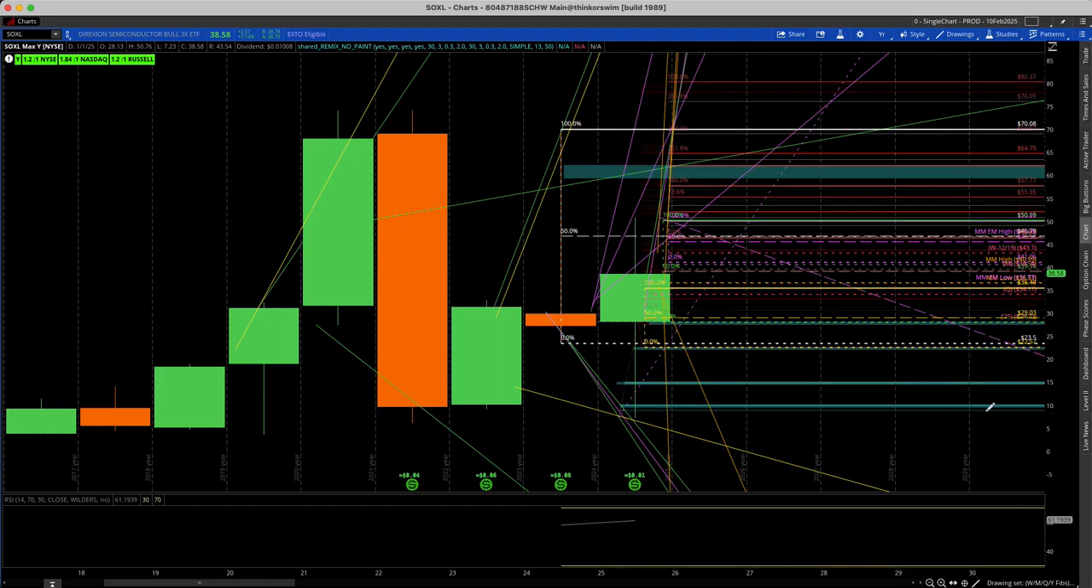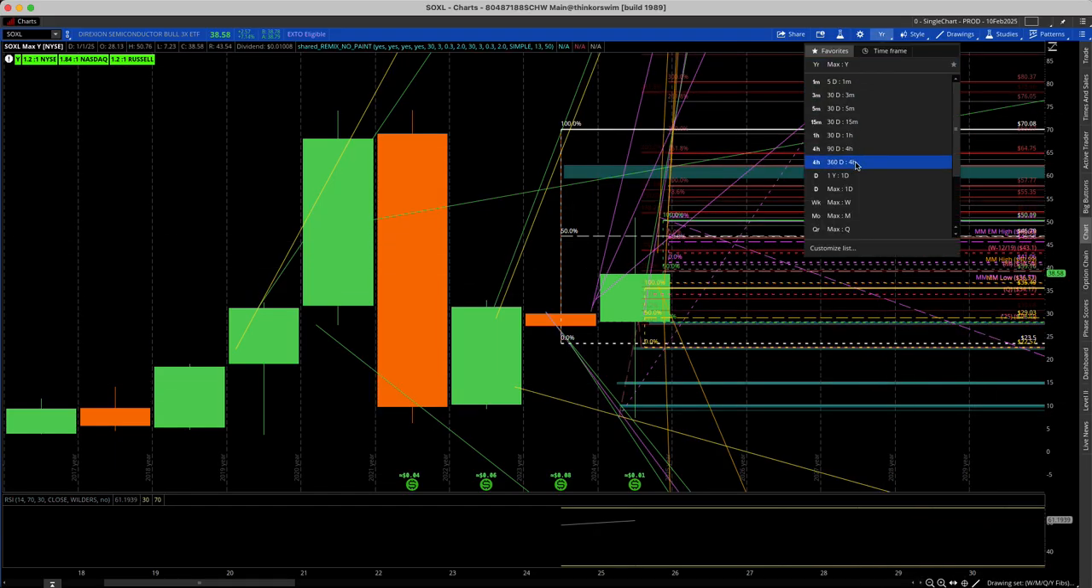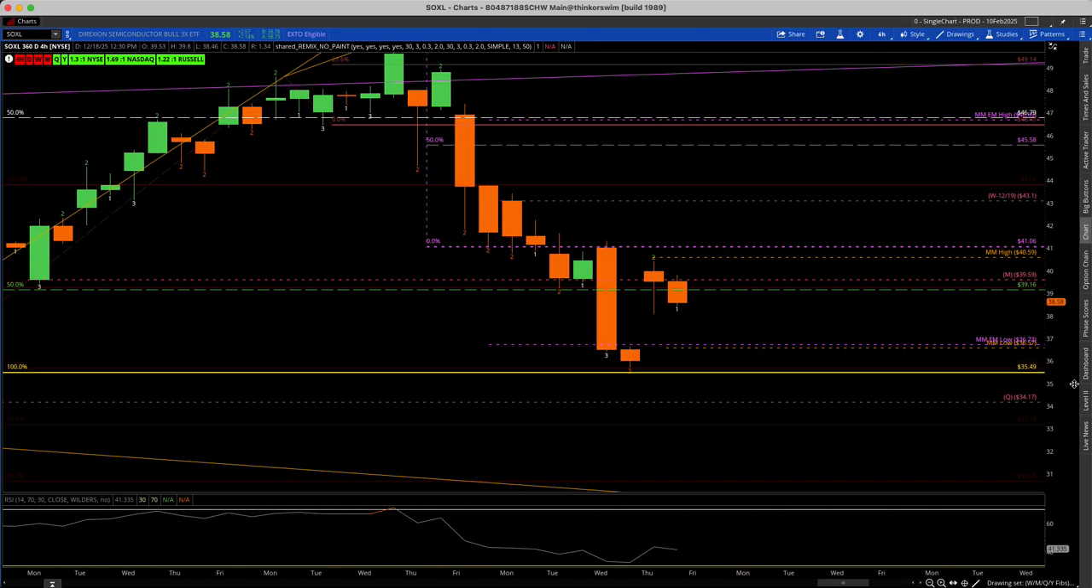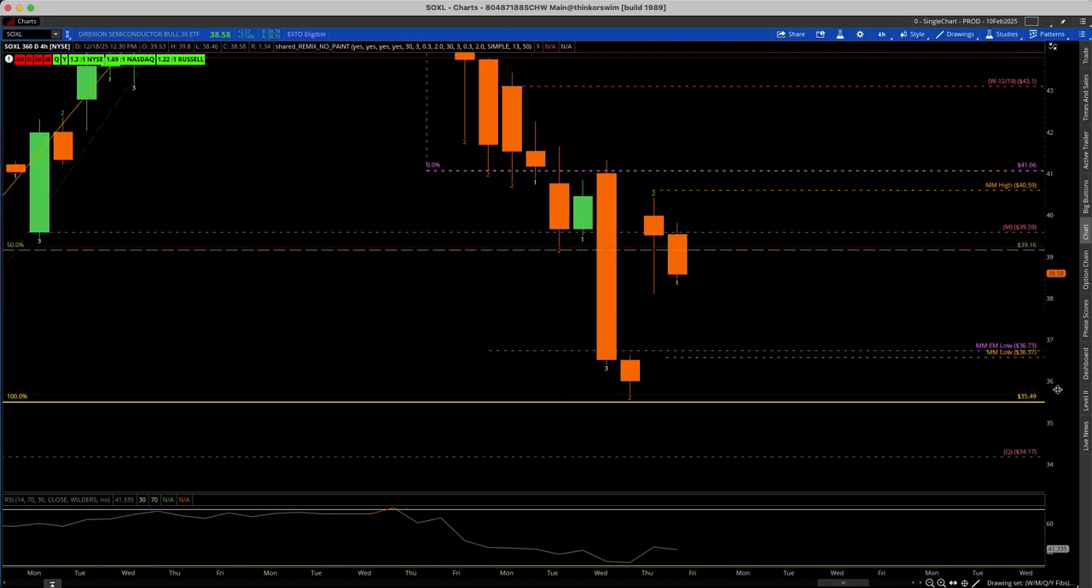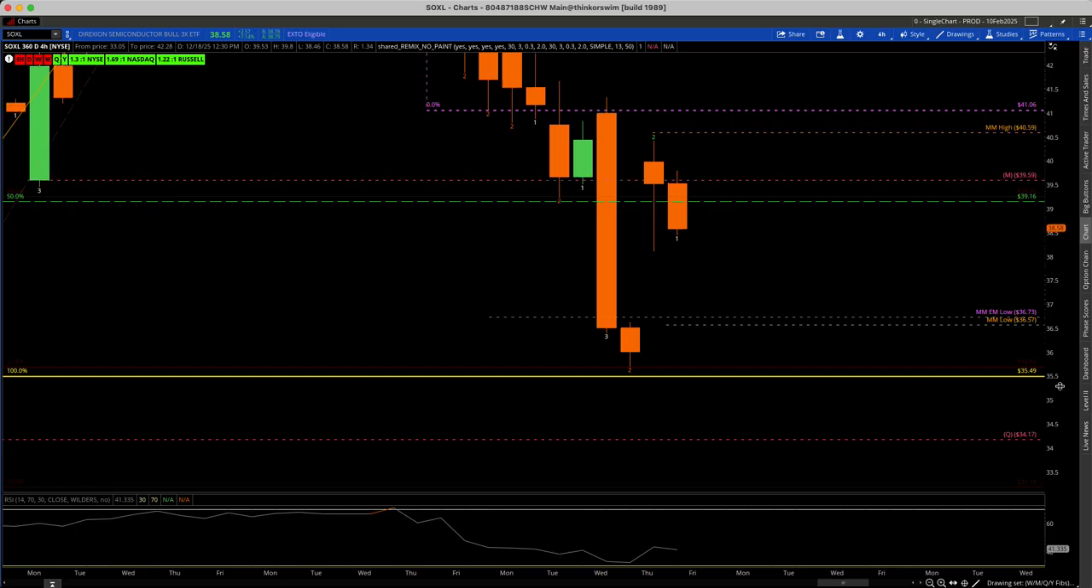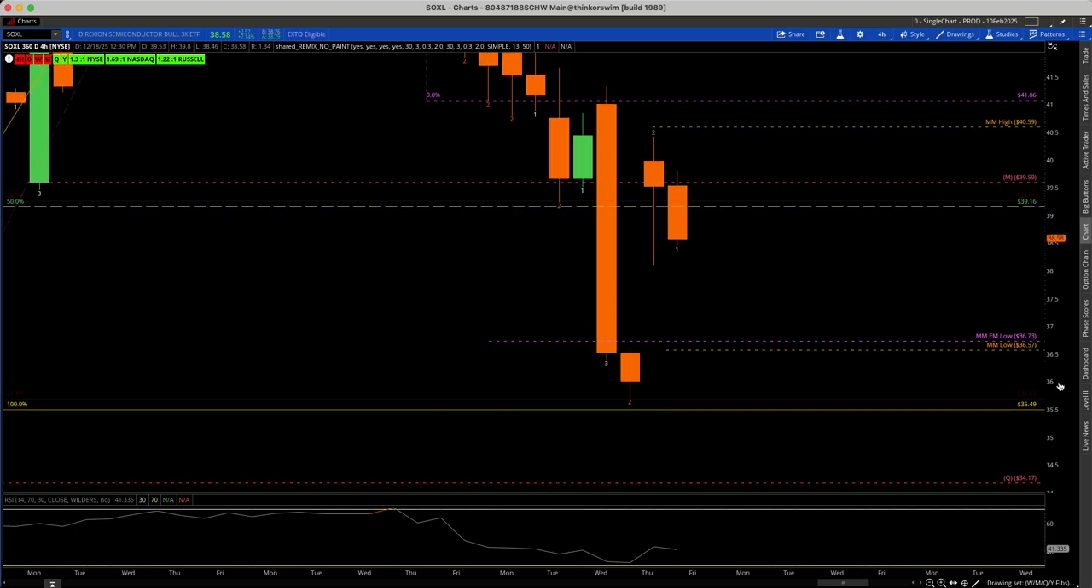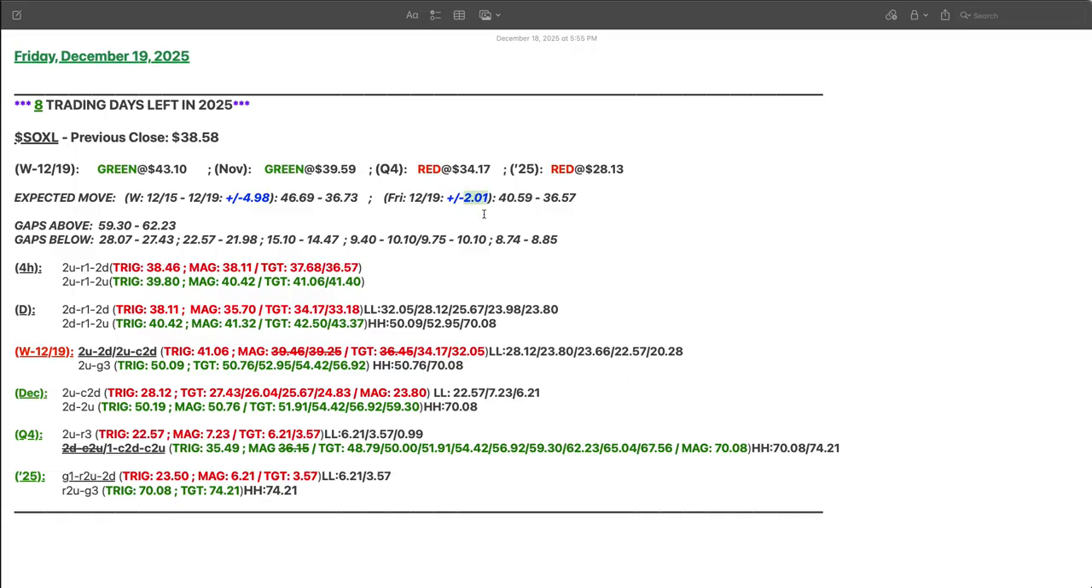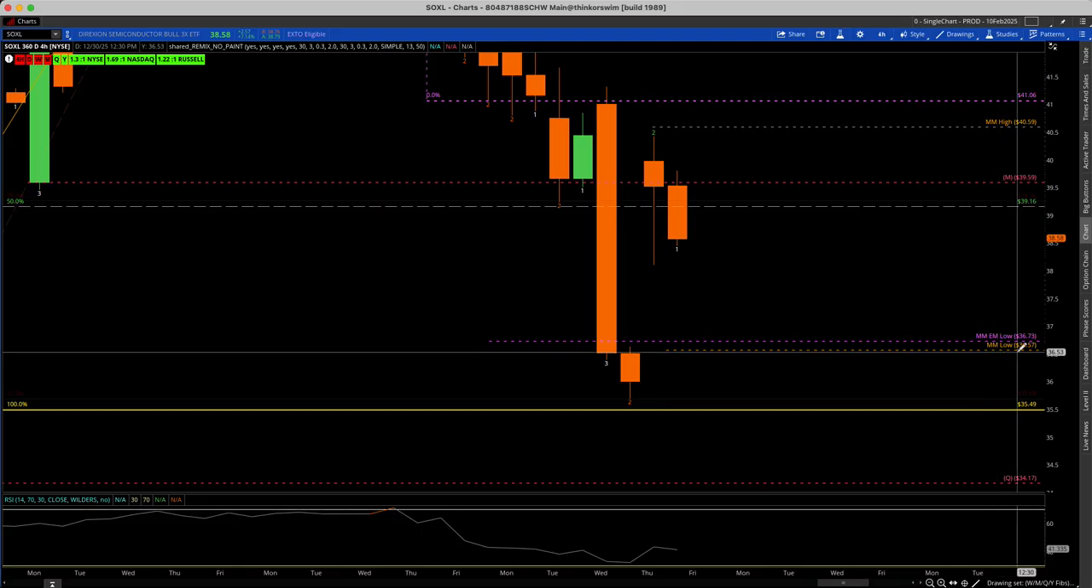we take a look here, let's go to like a 4 hour. We can see that we have the market maker's expected move marked out here. So if we go to the notes real quick, again, we got this $2.01 plus or minus move. So if we take 38.58, we add $2.01, we get 40.59. 38.58 minus $2.01, we get 36.57. So that gives us a range that the market makers expect price to move in on Friday between 40.59 and 36.57. All right, so you can see here we've got market maker low 36.57.